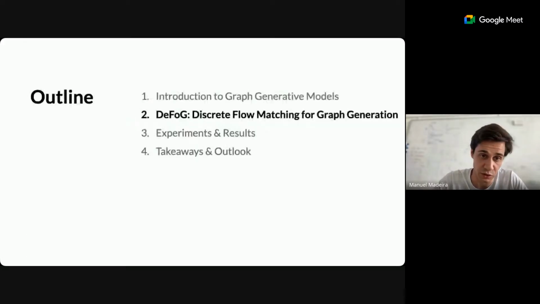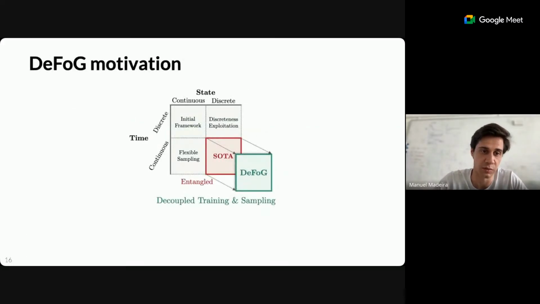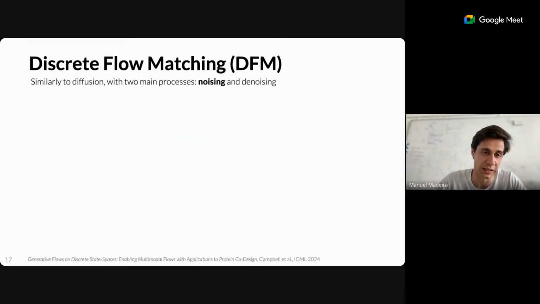And therefore, now introducing DeFoG, this is the main motivation for DeFoG. Besides the existing taxonomy, our contribution is in an orthogonal direction, where we seek to decouple the training and the sampling processes of the method. So in order to accomplish that, we build our formulation still in the discrete state space and continuous time, so that we can benefit from those settings. But we use a different formulation. We build upon the discrete flow matching formulation, or DFM.